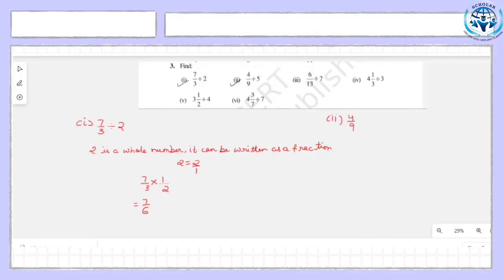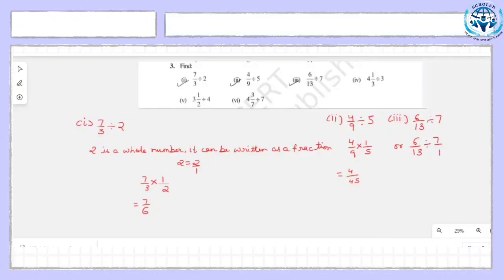Second, 4 by 9 divided by 5. 4 by 9 into 1 by 5. 5 by 1 is inverted or reciprocated to get 1 by 5. 4 1 ja 4, 9 5 ja 45. 4 by 45.